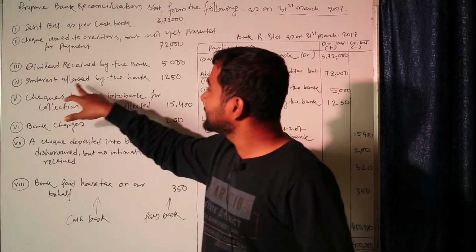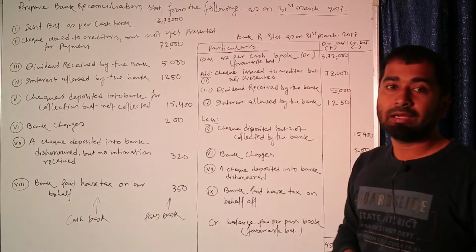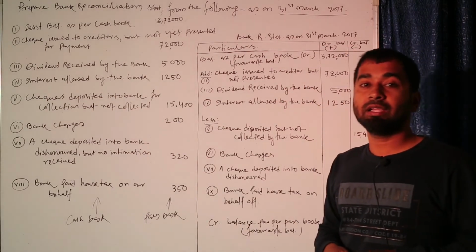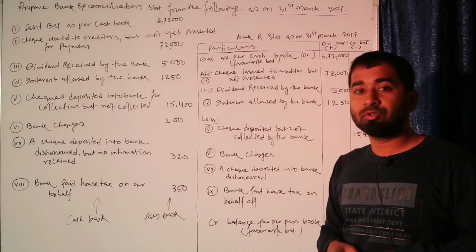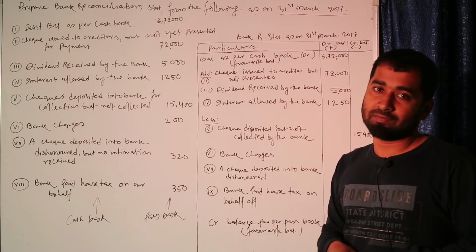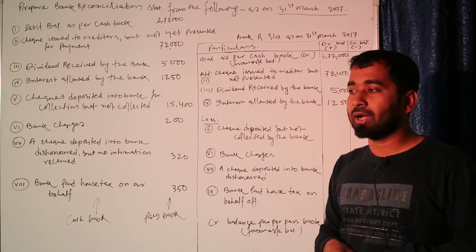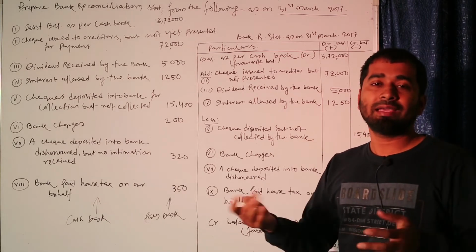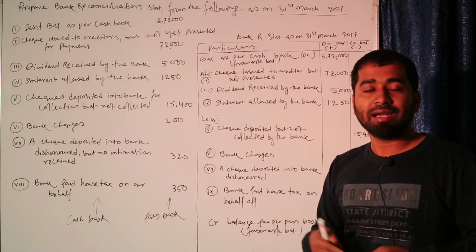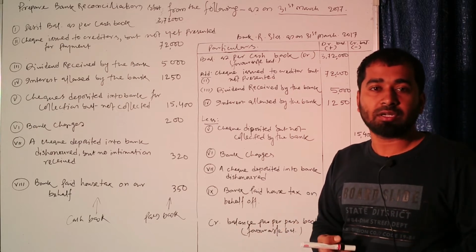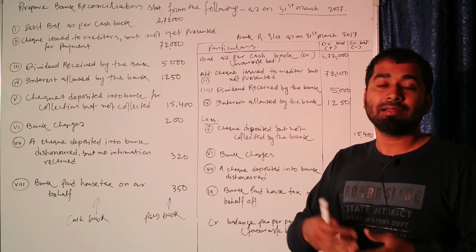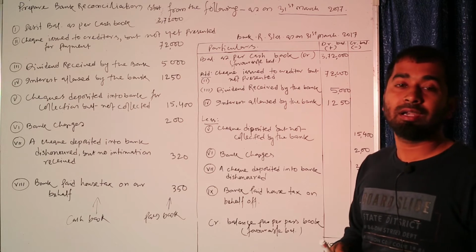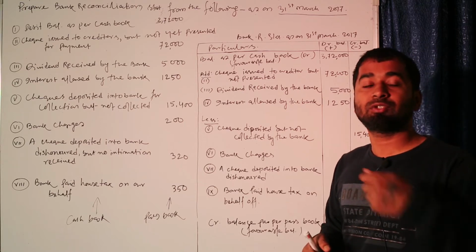Next, interest allowed by the bank. Think about when you deposit money into the bank, from time to time it gives interest on it. So what is interest? Let's say, for example, you have deposited 10,000 rupees and the bank gives 10% of that. So 10% of 10,000 rupees is 1,000. So in a year the bank will give you, or deposit, 1,000 rupees into your account.